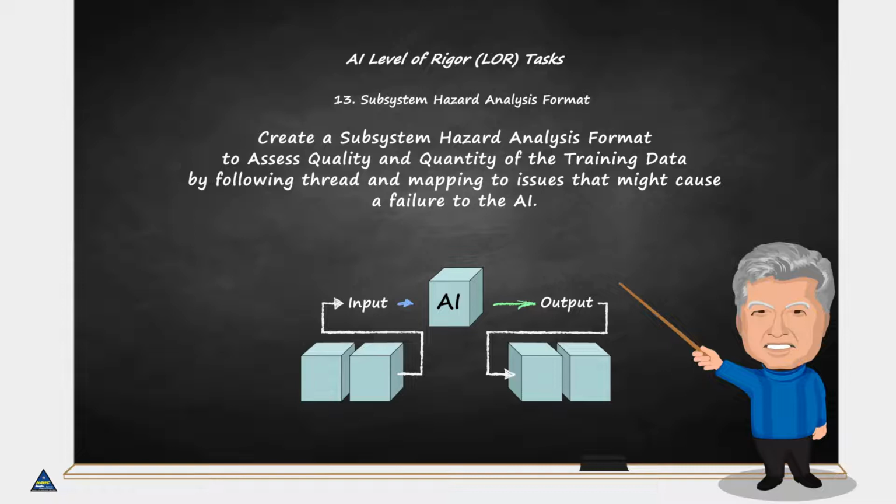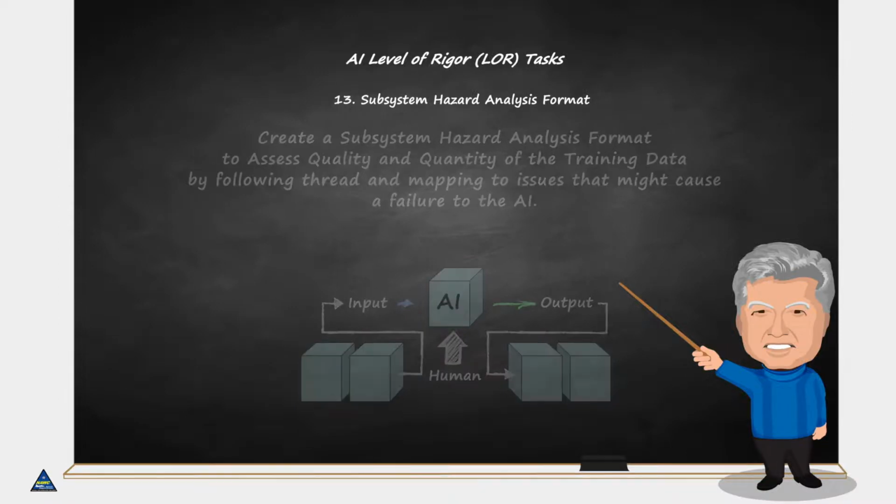What will be done in order to ensure that the AI will still perform adequately if other subsystems fail? At least, is it being considered? Is it being analyzed? Is it being bound? That is the purpose of AI level of rigor task 13.